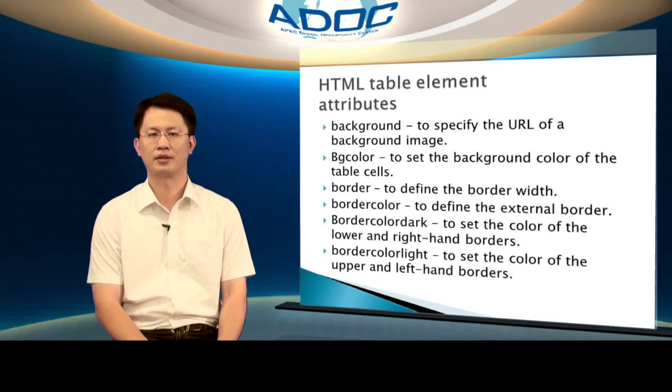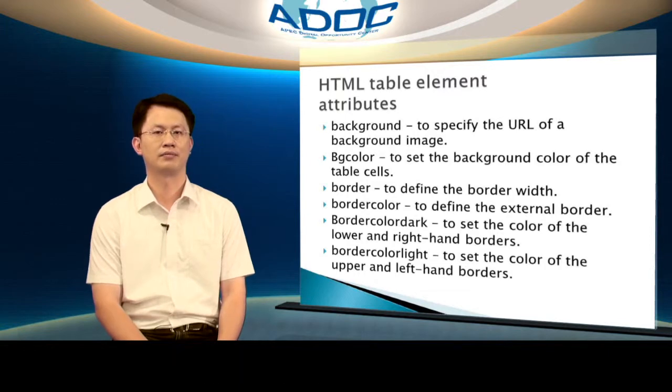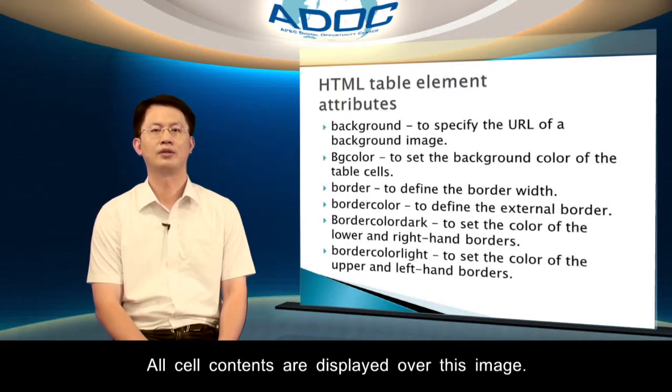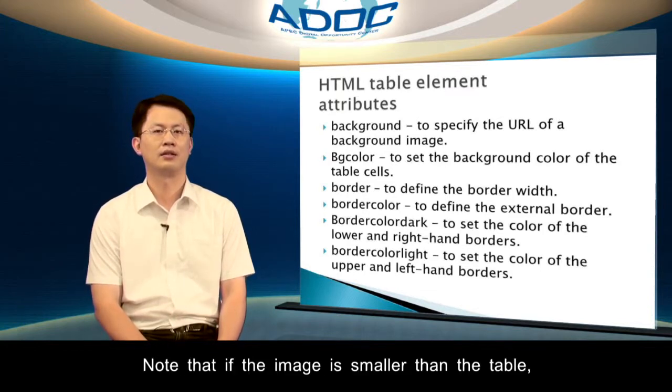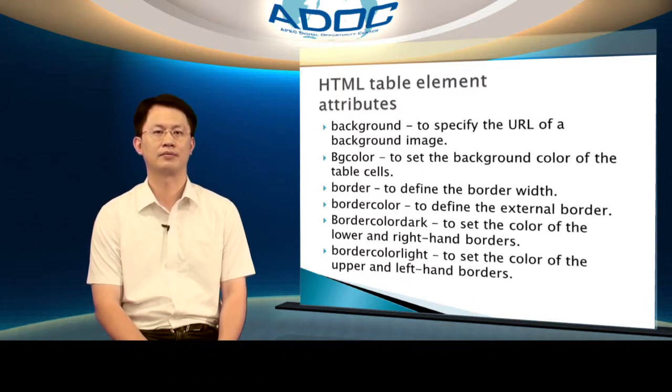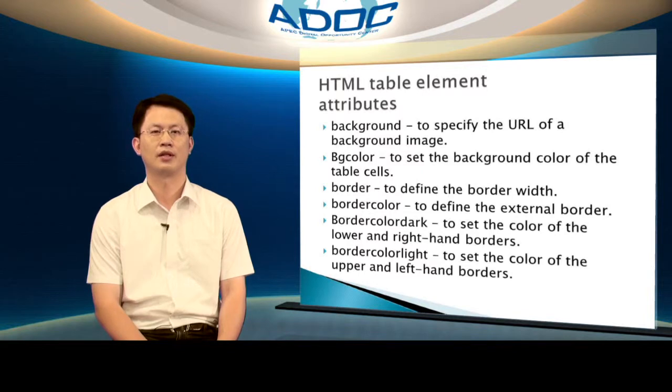The background attribute specifies the URL of a background image to be used as a background for the table. All cell contents are displayed over this image. Note that if the image is smaller than the table, it is tiled to fit the table. Set to a URL.